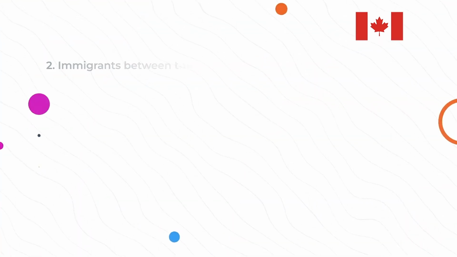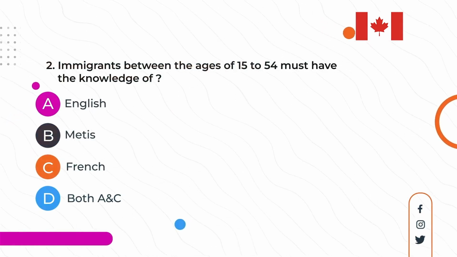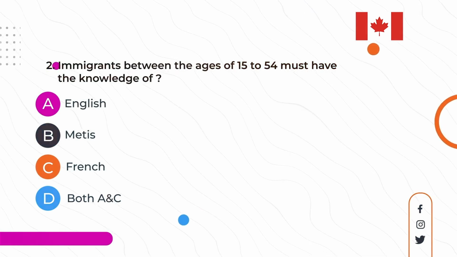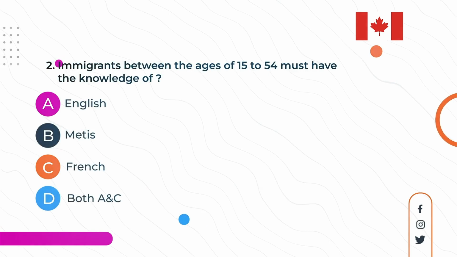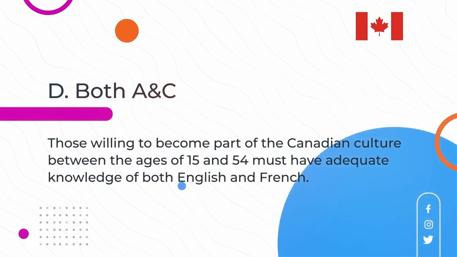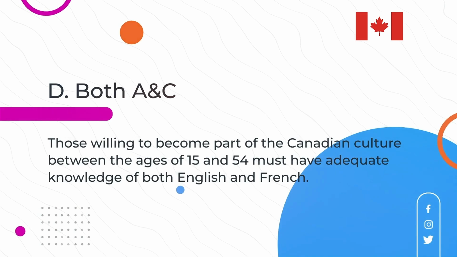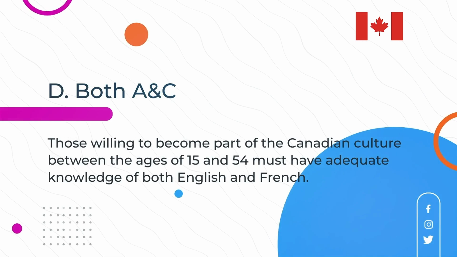Number 2. Immigrants between the ages of 15 to 54 must have the knowledge of A. English. B. Métis. C. French. D. Both A and C. Answer. D. Both A and C. Those willing to become part of the Canadian culture between the ages of 15 and 54 must have adequate knowledge of both English and French.